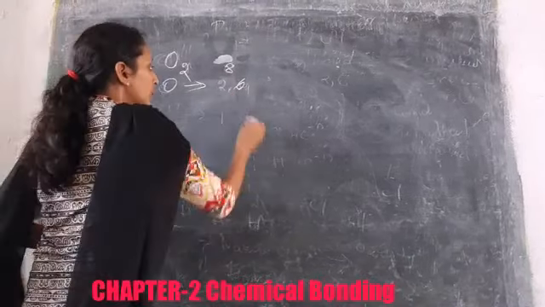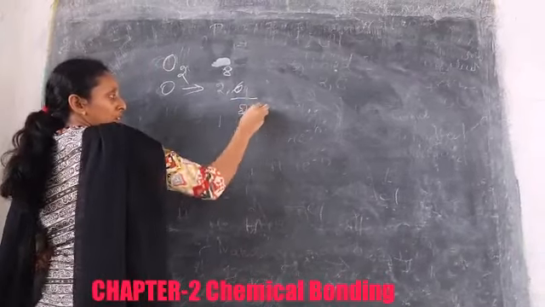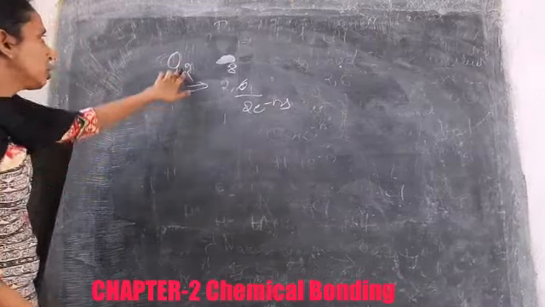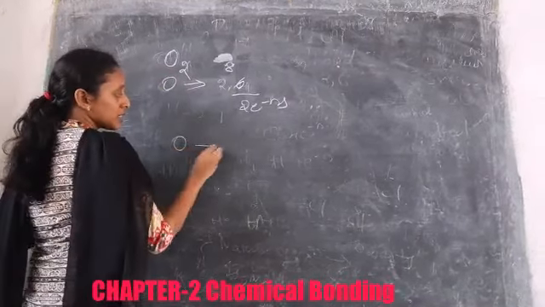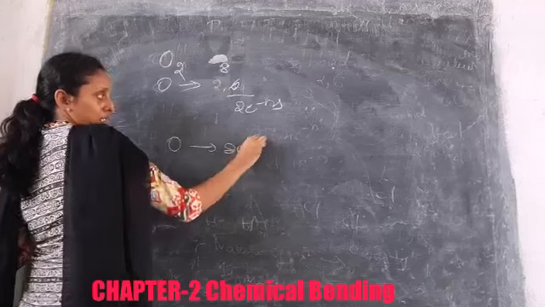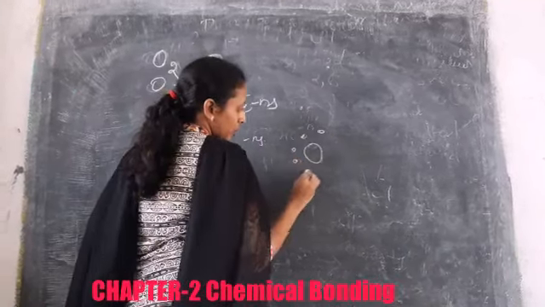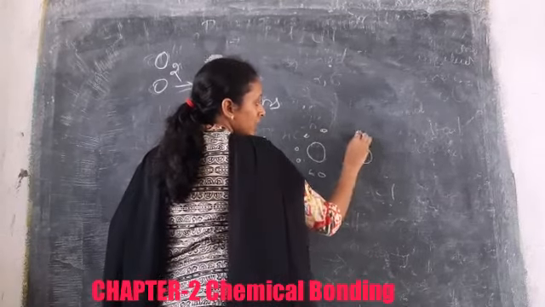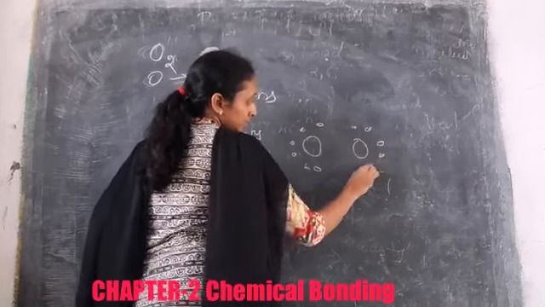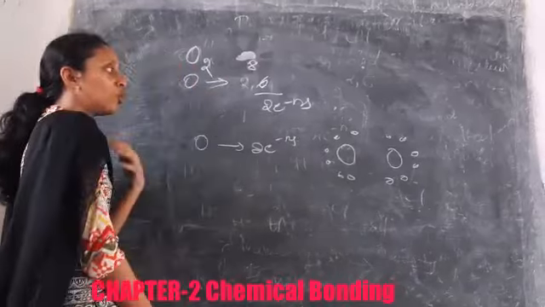Since it has 6 electrons, to become stable it needs 2 more electrons. So there are 2 oxygens. Another oxygen also requires 2 electrons. So here there are 6 electrons, and here also they have 6 electrons. So they need 2 more electrons.